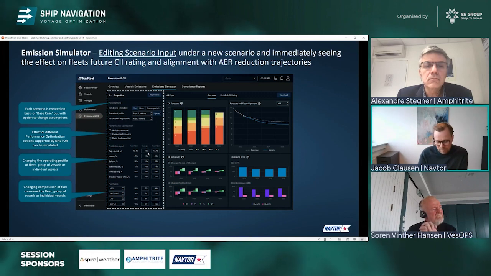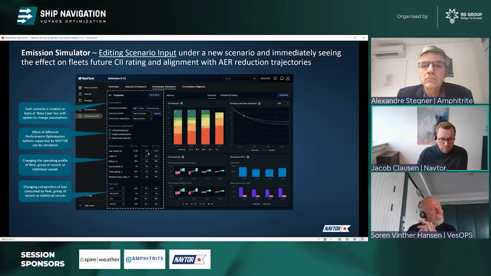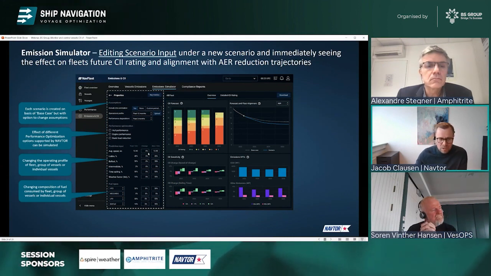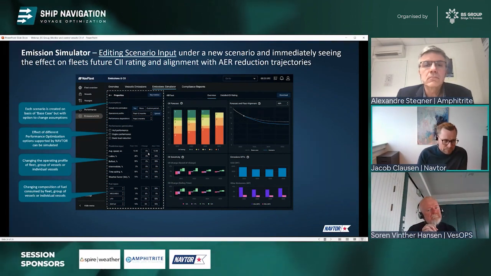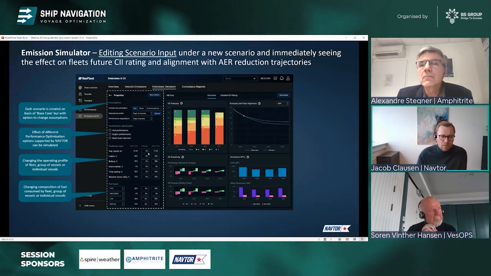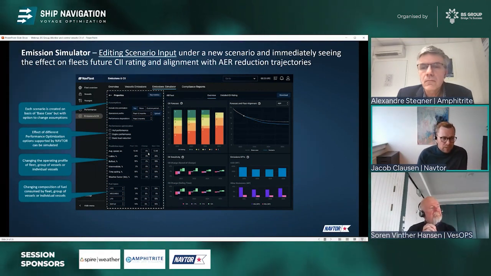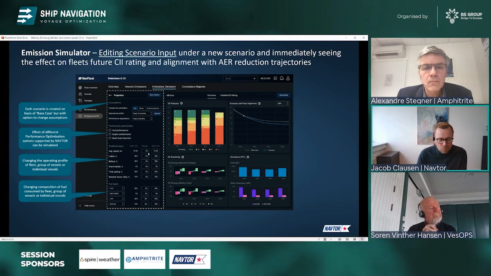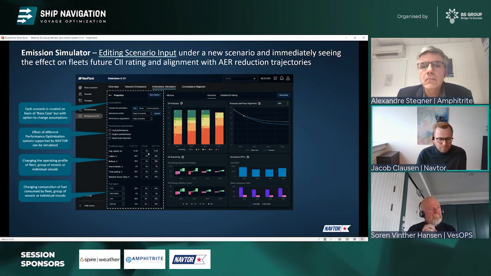So it gives both a fleet overview and a vessel group overview. It could be all your MR tankers, or it could be individual vessels. And then you're able to see how they are reducing their trajectories compared to, for example, the Poseidon Principles. If you have your lending book, say lending of your fleet, coupled up to your AER, for example. So this is something that is particularly interesting for sustainability-linked financing, where we have a number of customers doing this already today.